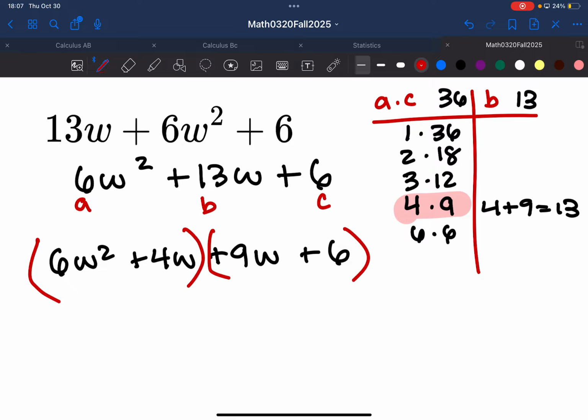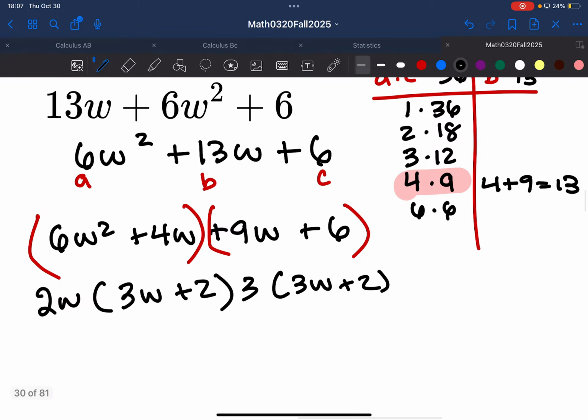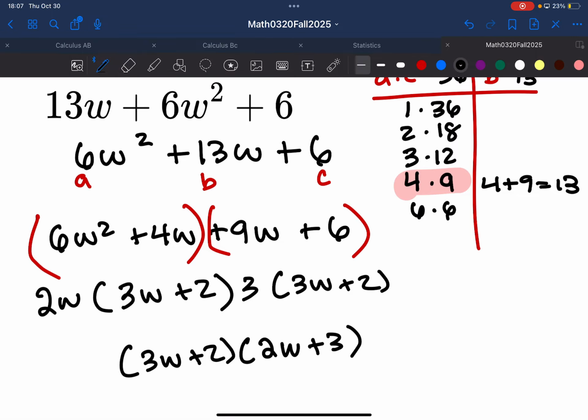And then take the GCF. Good. So what's the GCF for the first one? 2w. So then I'm left with what? 3w plus 2. Which means my next parenthesis should also be 3w plus 2. So what's the GCF that I'm taking out? A 3. So I have 3w plus 2. Which means I take one of those parentheses and bring it down, and then my other parenthesis will be 2w plus 3, and that is my answer.